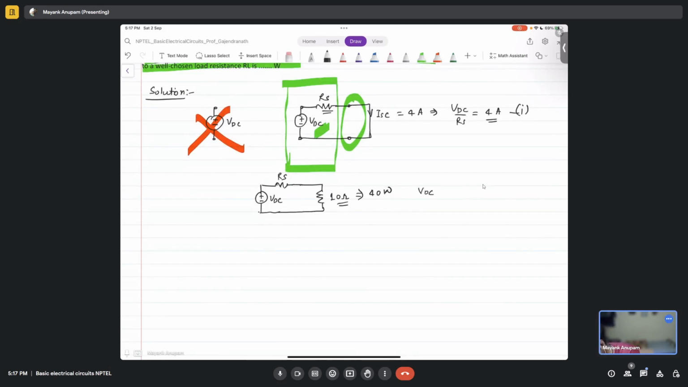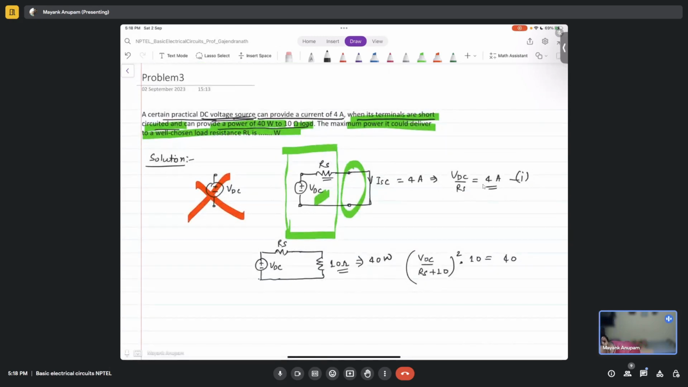It will be VDC by RS plus 10, the whole square into 10. This should be equal to 40 watts. Correct? Is that correct? Yes. So tell me, what do you do now?